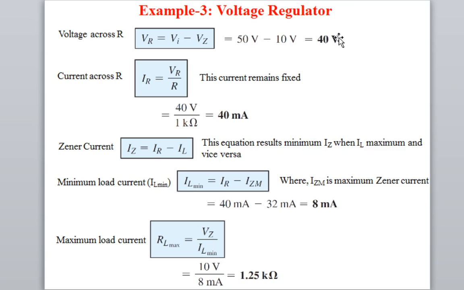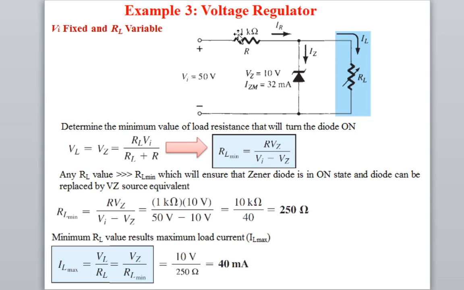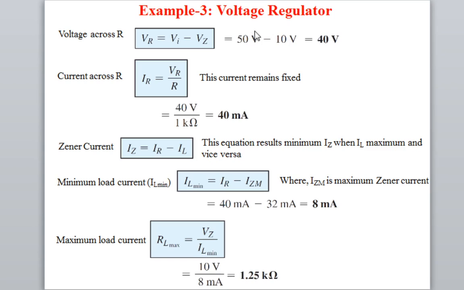Now we can find out the current through the series resistance. The resistance is known and the voltage, 40 volt, is there. So how much current will be there? IR is 40 divided by 1 kilo ohm, that is 40 milliampere.